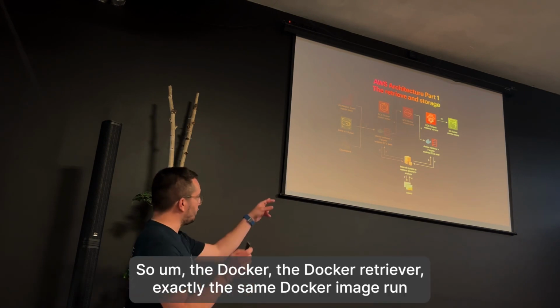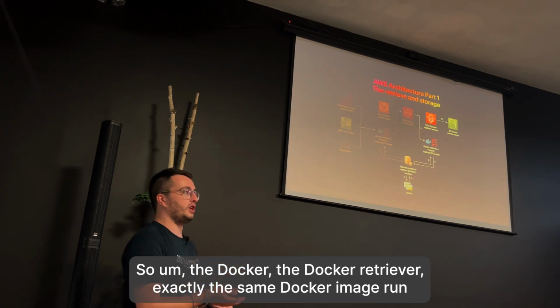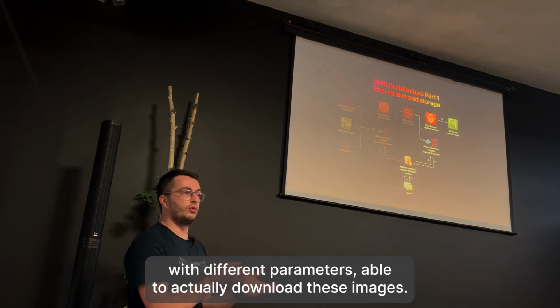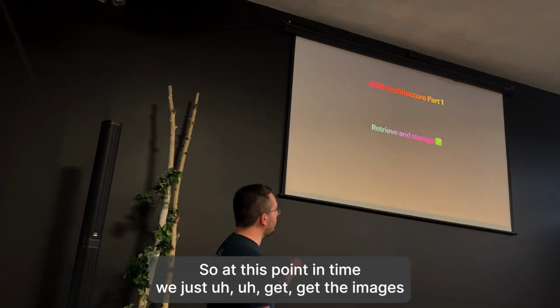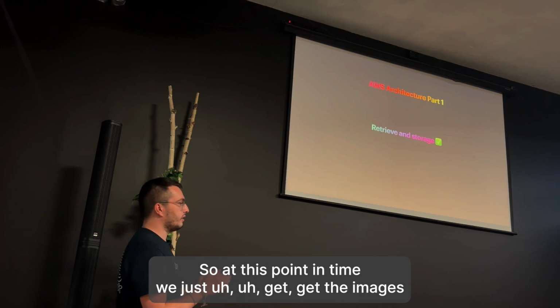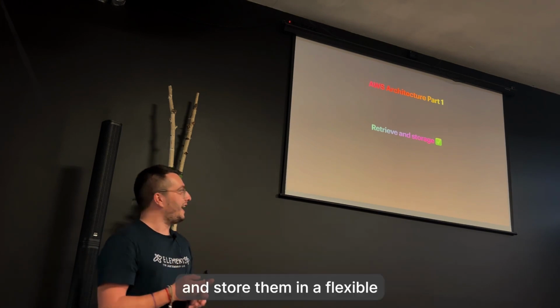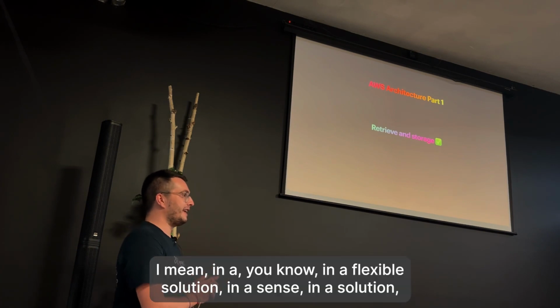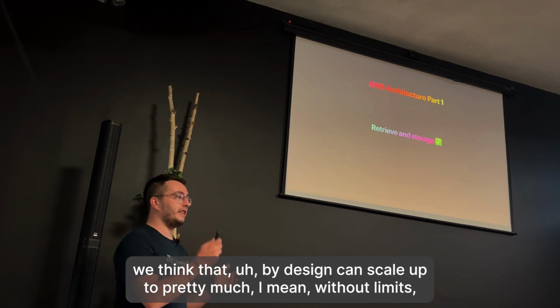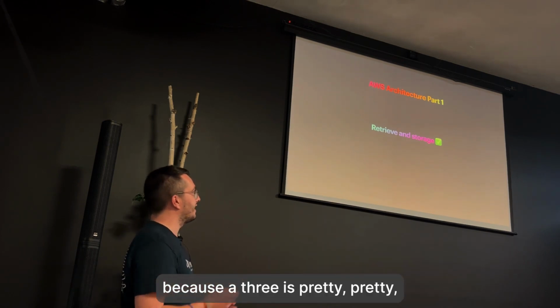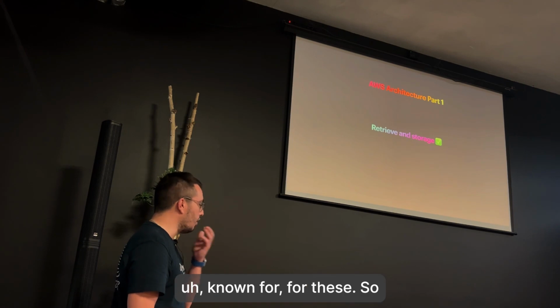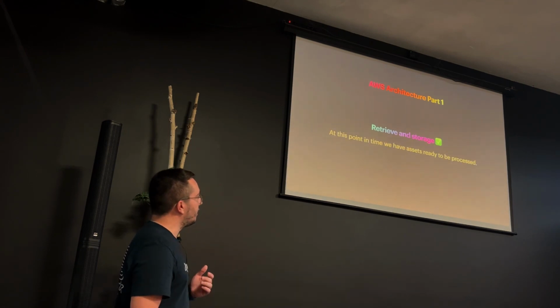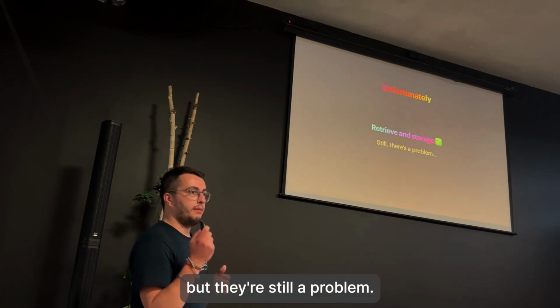So the Docker retriever is actually the same Docker image run with different parameters, able to download these images. So at this point in time, we just get the images and store them in a flexible solution, in a solution that by design can scale up pretty much without limits, because S3 is pretty well known for this. But there's still a problem.